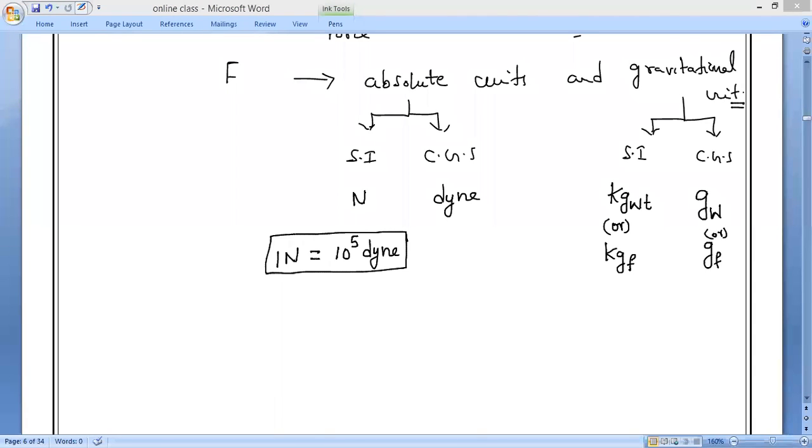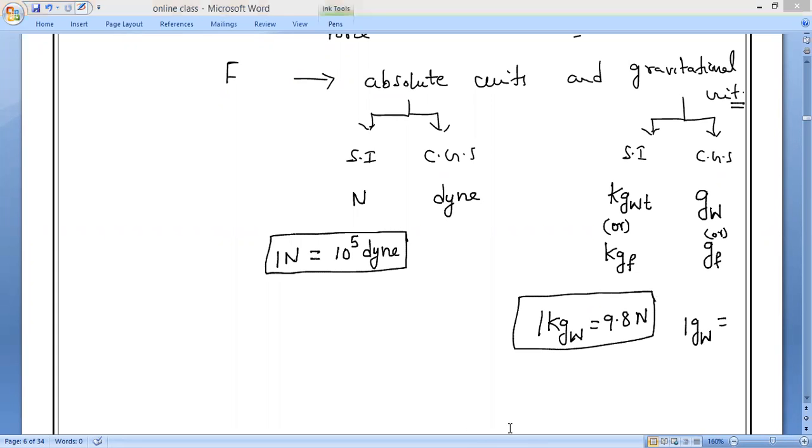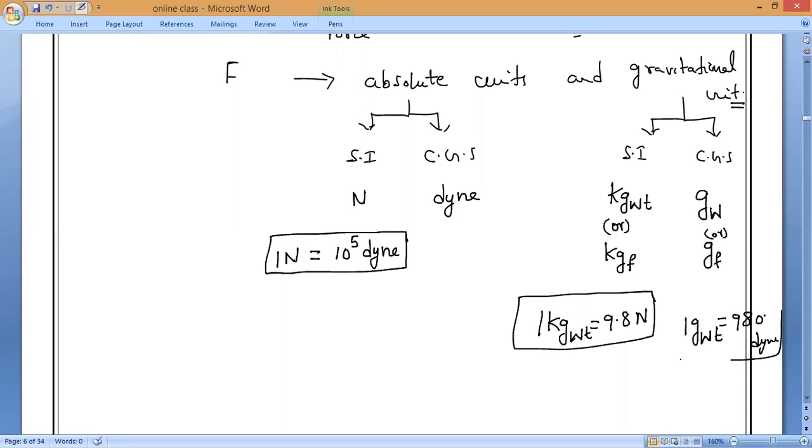Now, 1 kilogram weight is equal to how many newtons? Anyone? We found it yesterday. 9.8 Newtons. Very good, Mitaksri. Next, in the same way, we know that 1 gram weight is equal to how many dynes? Everyone, 1 gram weight is 980 dynes. Yes, very good. Understand? So till here we have done in the last class.